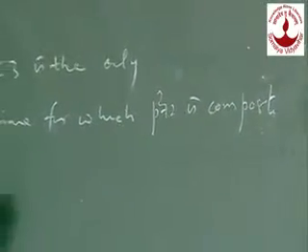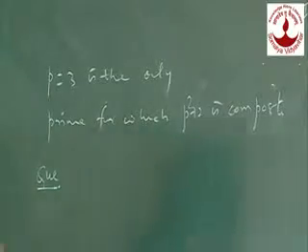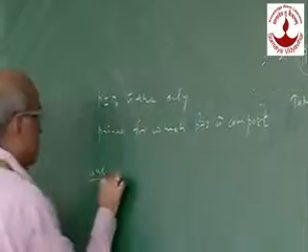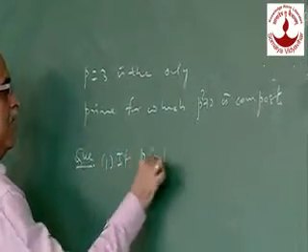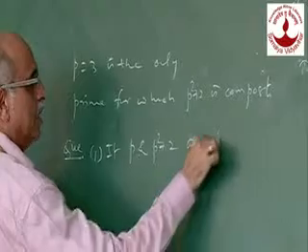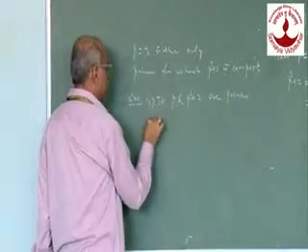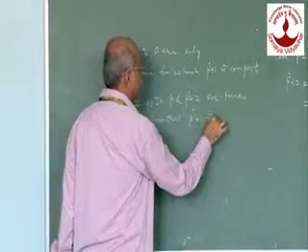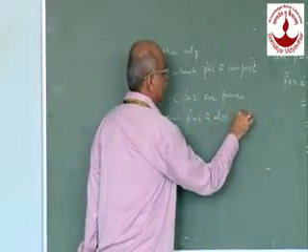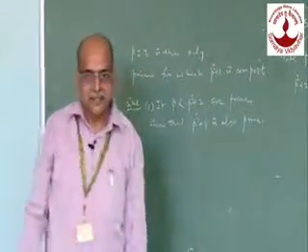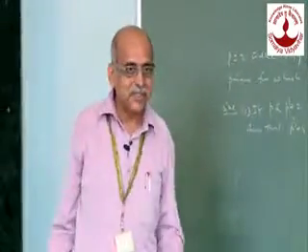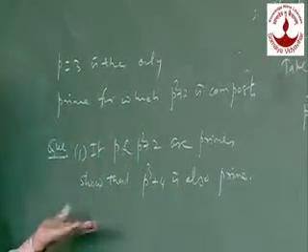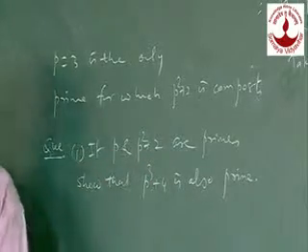And therefore, if I give you the question: if p and p squared plus 2 are primes, show that p cubed plus 4 is also prime. That's a very interesting one. Can you suggest the solutions? If p and p squared plus 2 are primes, first problem, p cubed plus 4 is also prime.